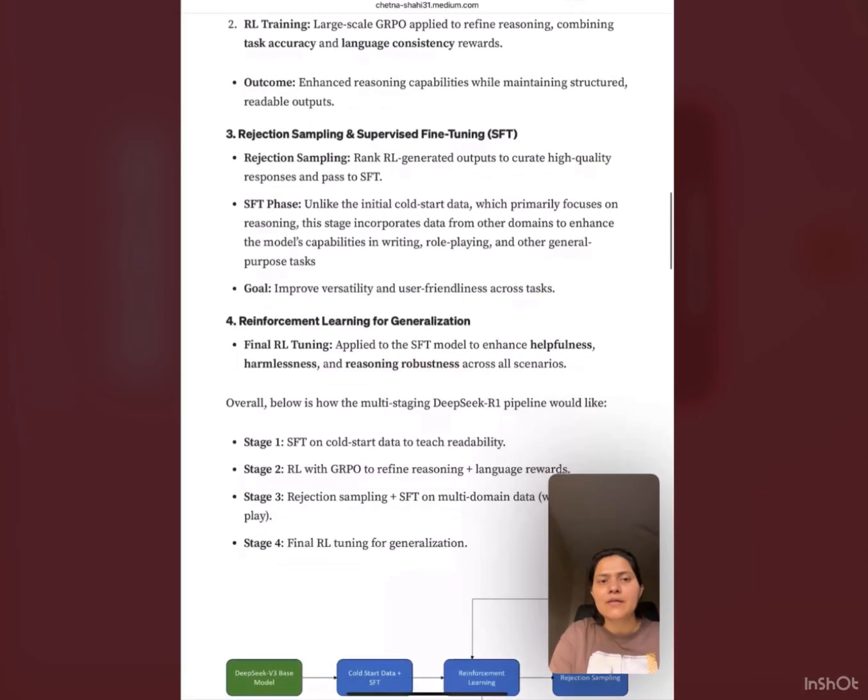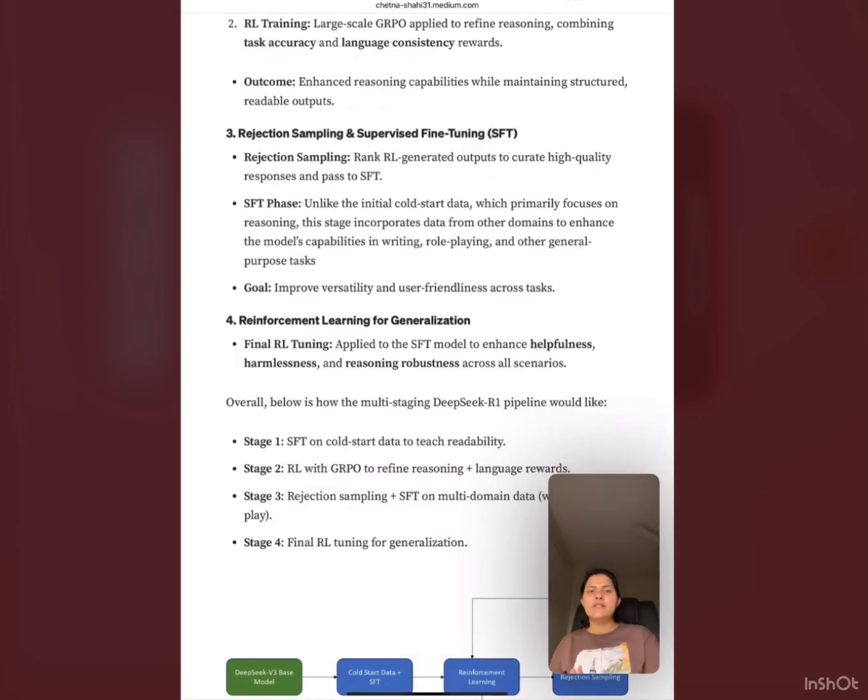The third step is the rejection sampling and supervised fine tuning. So whatever output was generated by our reinforcement learning algorithm was ranked, and only the one with the best ranking, the best response for the given prompt, was passed for the supervised fine tuning. By now you would have understood that there are two times we are doing supervised fine tuning. One was done at the initial step as part of cold start. The second one is this.